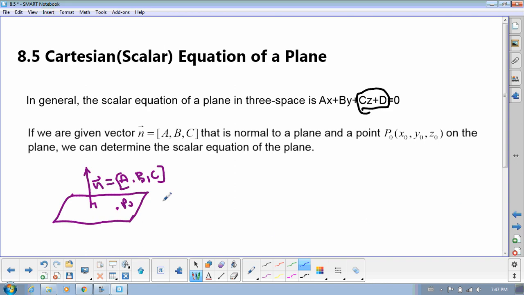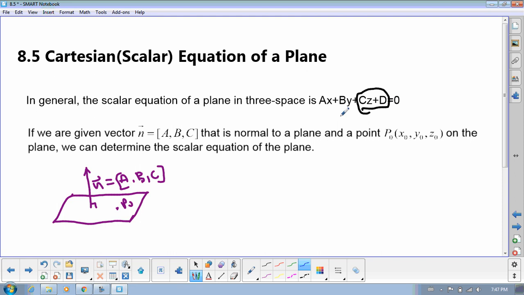All right, so the scalar or Cartesian equation is ax plus by plus cz plus d equals 0. So this cz plus d, that's kind of like the new part. It looks a lot like the standard form of the equation of a line. However, we have a new variable z, and then we have a constant d instead of a constant c.